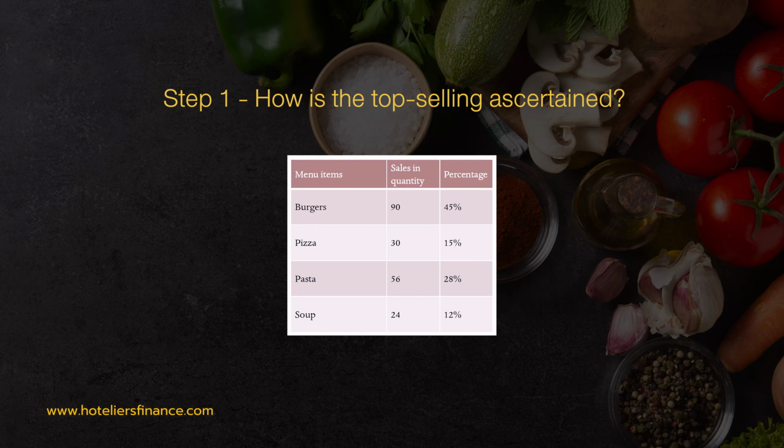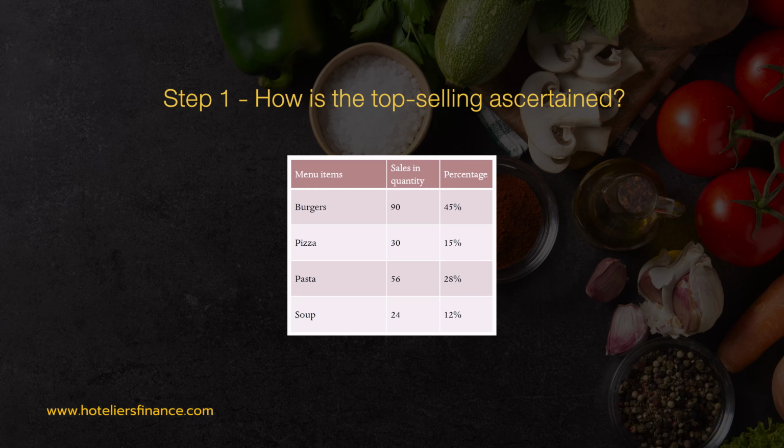Now we take out the percentage. We divide each number of sales by the total sales, which means for burger we divide 90 by 200 and the percentage is 45%. Same for pizza, 30 divided by 200 multiplied by 100 is 15%. Pasta is 28% and soup is 12%. So we know what percentage of these items are being sold in a week.